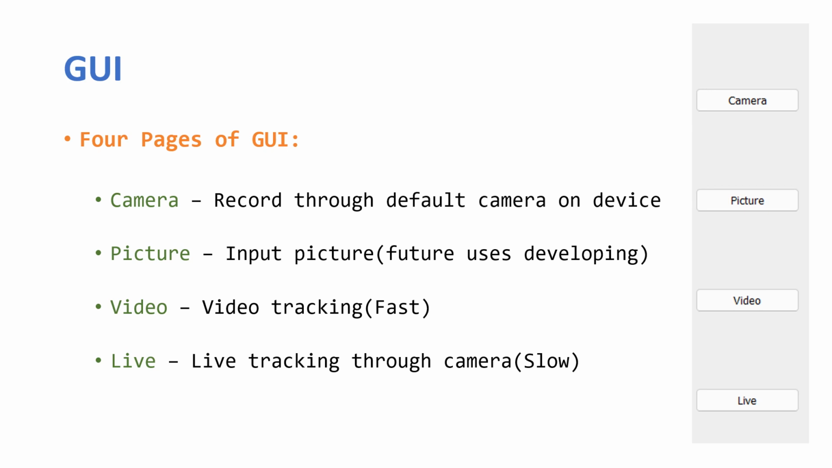In the video page, a video can be taken and played. A tracking function is included, which means that people in the video will be identified and labeled. The tracking process will be talked about later.